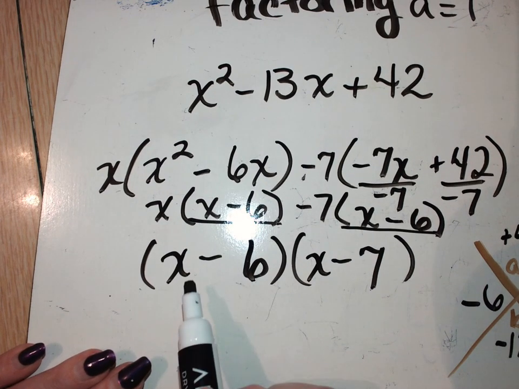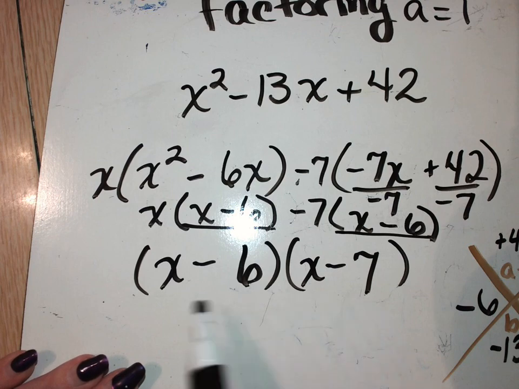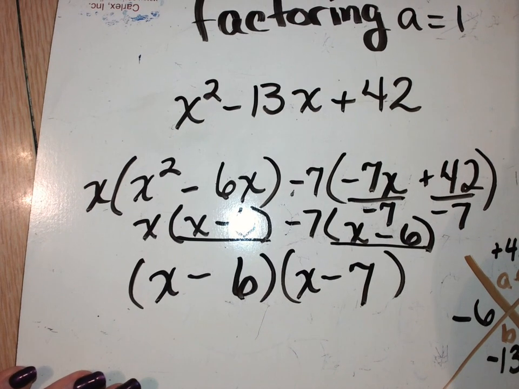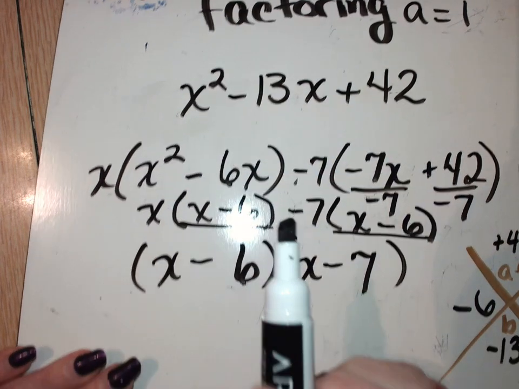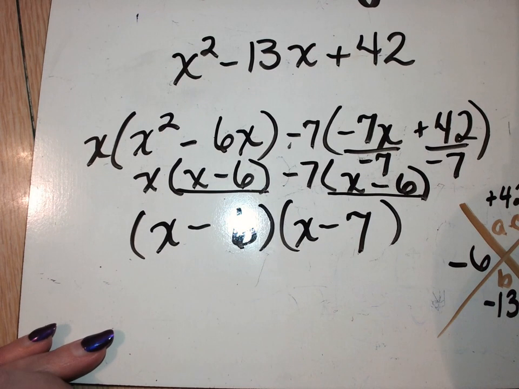If we wanted to, we could go back and multiply by using FOIL or double distributing, to check that. There is our factoring by using grouping.